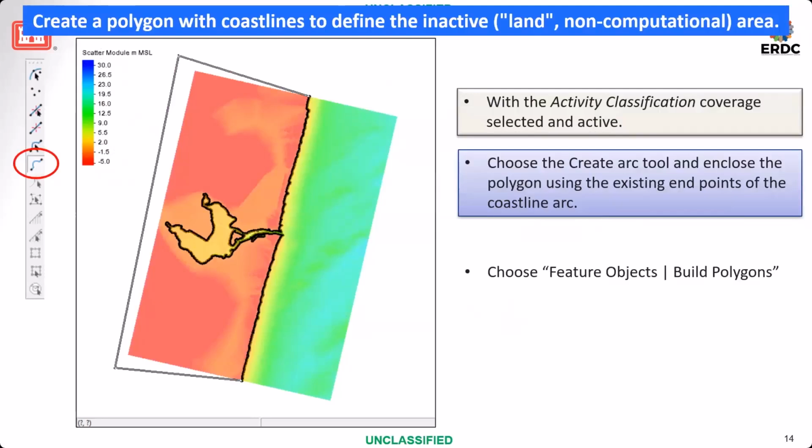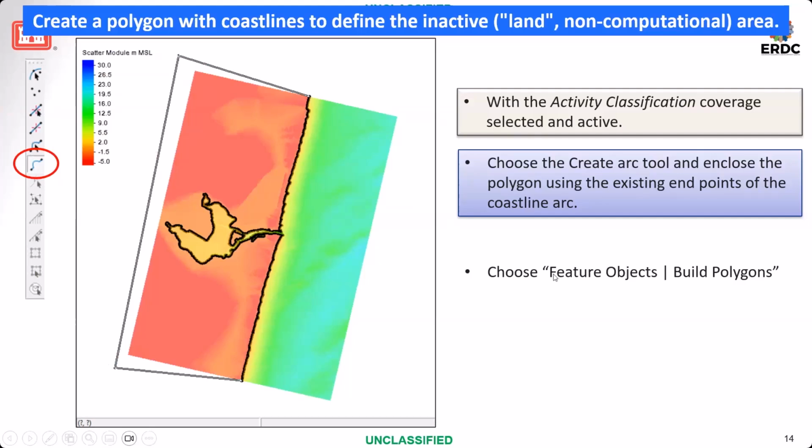Okay, next up, create the polygon with the coastlines to determine and define the inactive or land area of the domain. To do that, we have to have a polygon. So we can create another arc with the Create Arc tool here, and we simply click from one edge of our shoreline feature to the other, but doing so in a way that allows us to retain some kind of volume, so that you can see what we've done here.